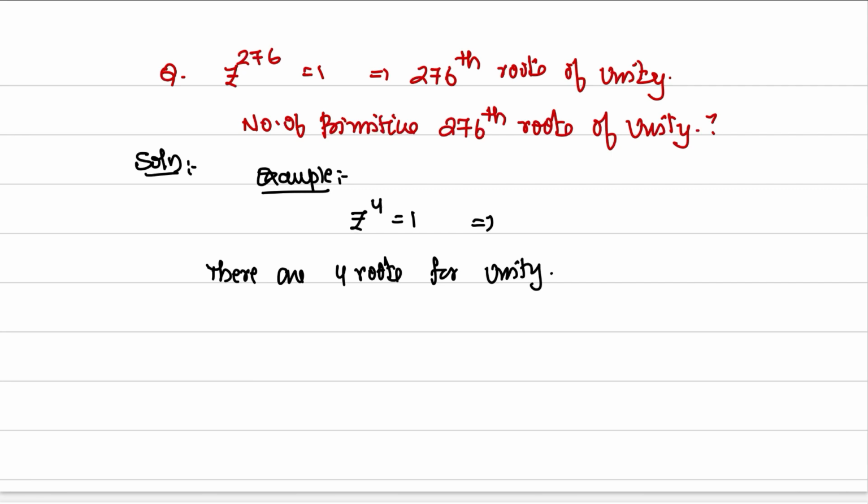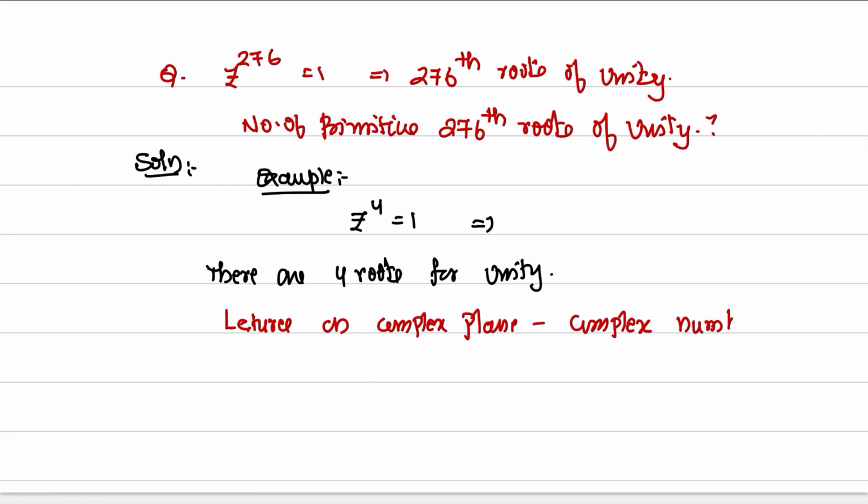What are those 4 roots? I have already explained in my lectures on the complex plane and complex numbers. Please refer to those lectures. There is a lecture called Roots of Unity. You please refer to that lecture and try to understand the roots of unity.